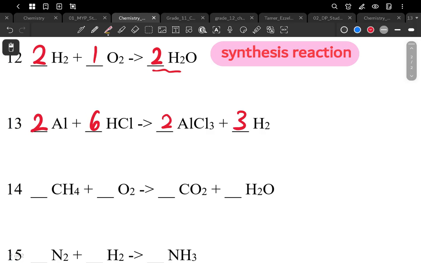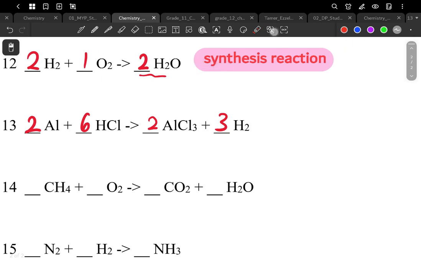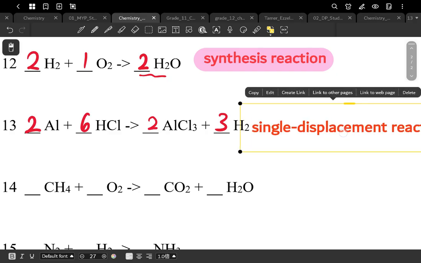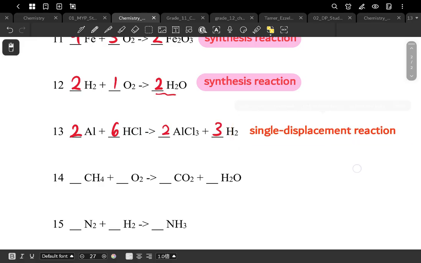Okay, and this, guys, is called a single displacement reaction. Why? I explained before, single because the aluminum is very strong. It takes the place of the hydrogen and forms an ionic compound with the chloride ions to form aluminum chloride, pushing the hydrogen gas away from the reaction. This is a single displacement reaction.